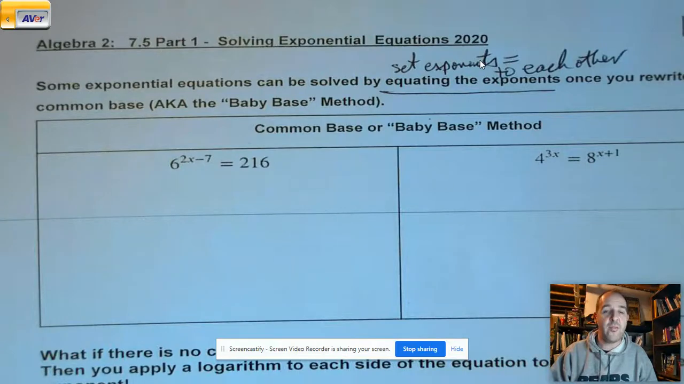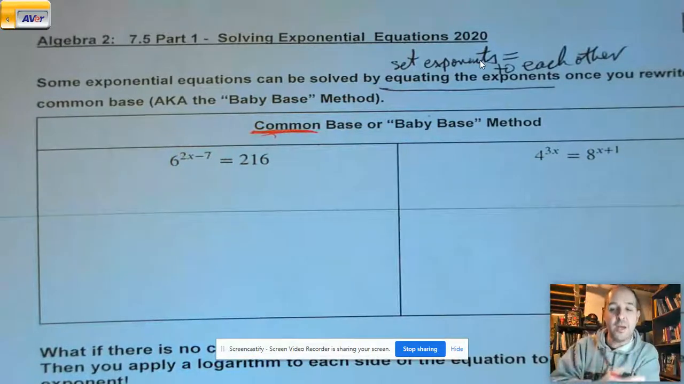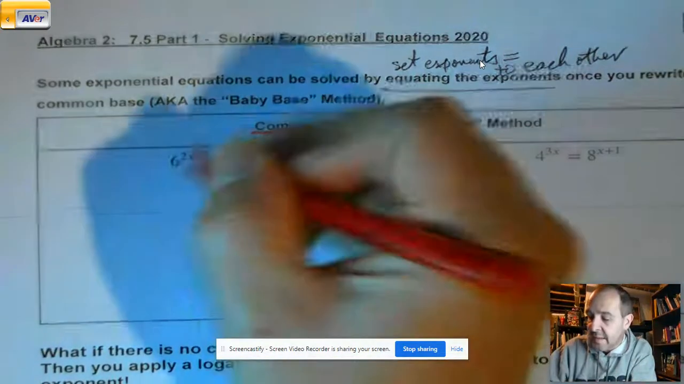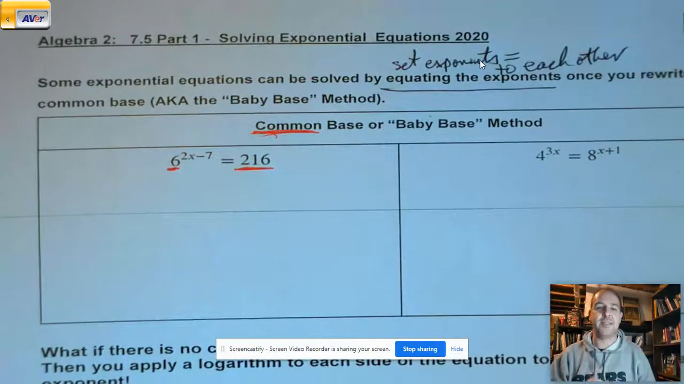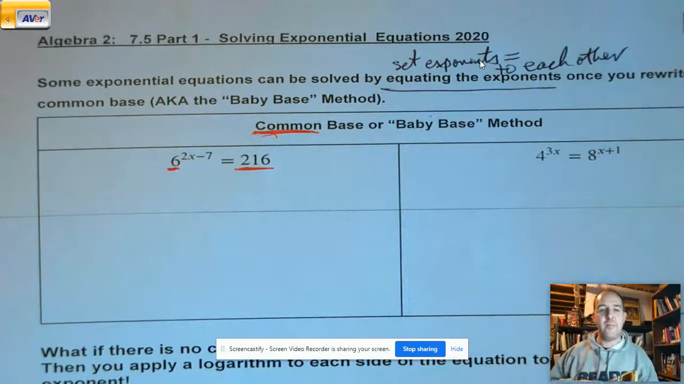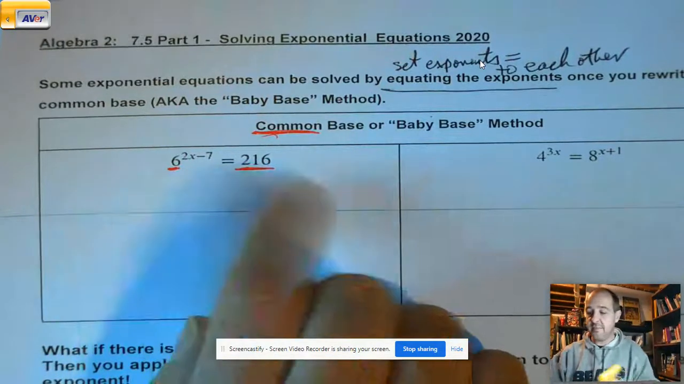So, in other words, we have to have a common, an equal, a same base. For instance, here, 6 and 216 are my bases, but they're not the same. So typically what we're going to do here is try and figure out, is there a number I can take the smaller of my bases to get the bigger one?